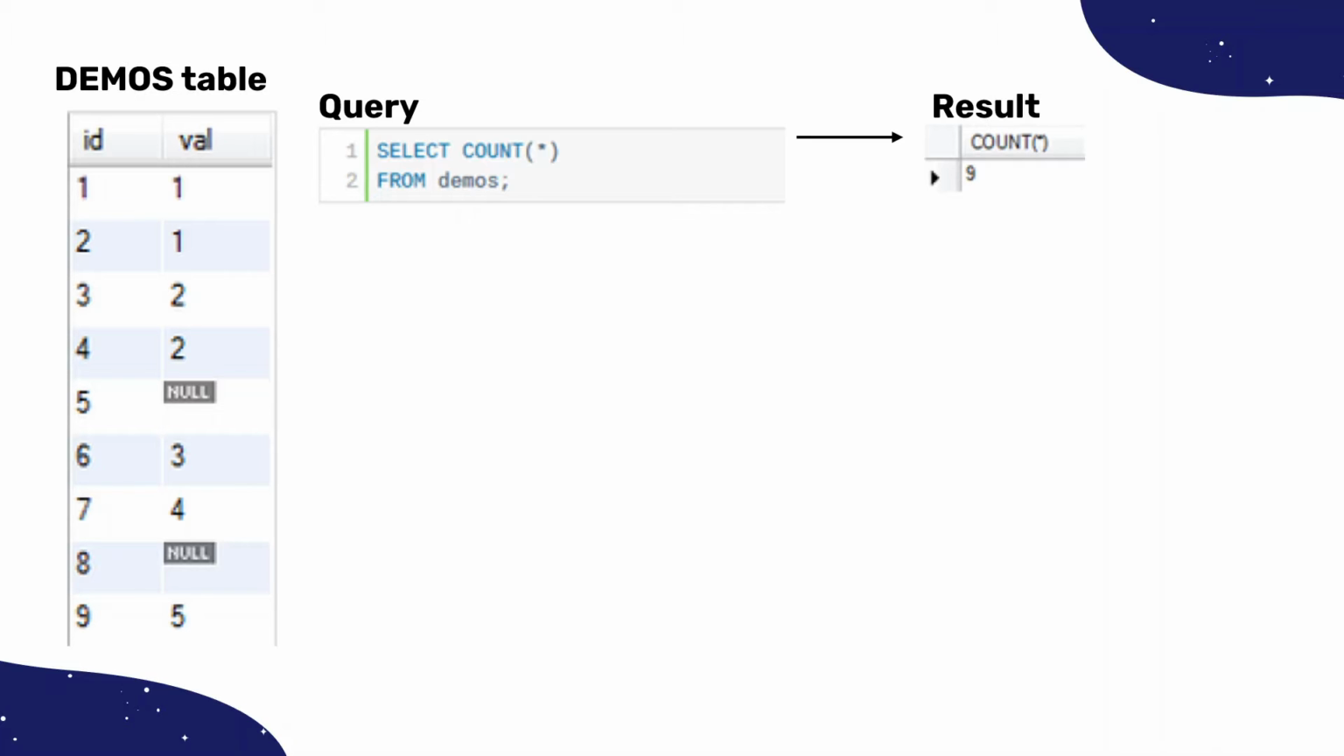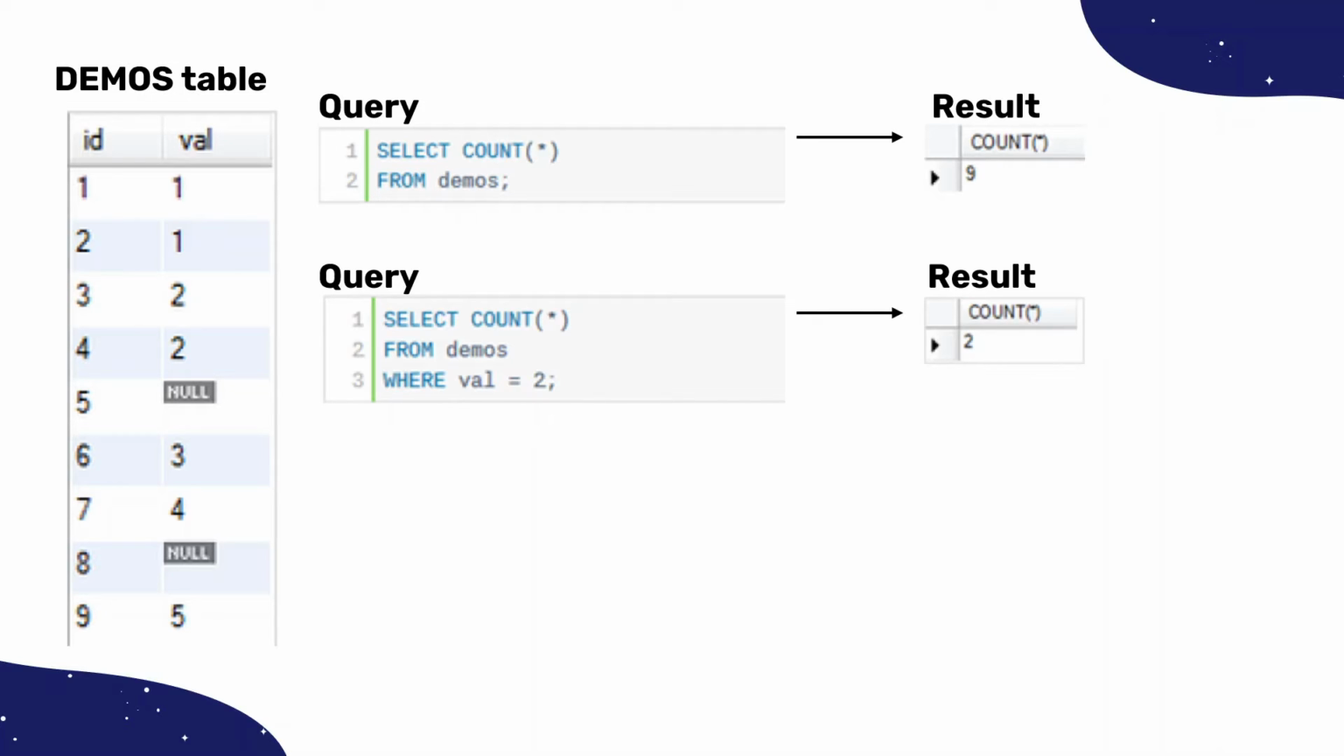Then if we want to add a specific condition, for example, we just want to select data that has the value of val equal to 2, we can add a condition using the where clause in the query. So we will use the query select count star from demos where val equals 2, and we will get the result 2 because there are two rows that contain the value of val as 2.